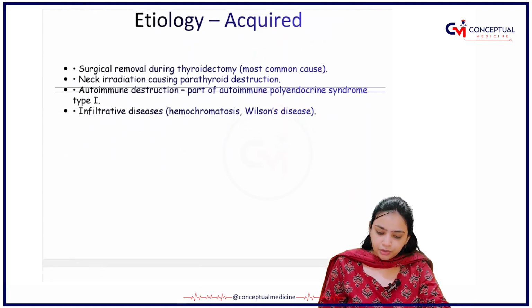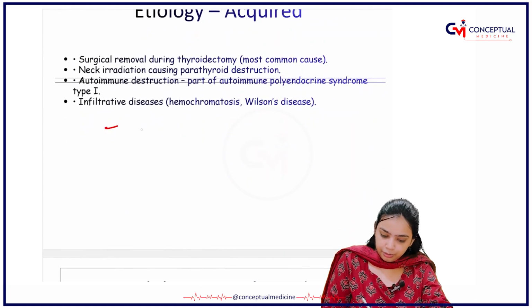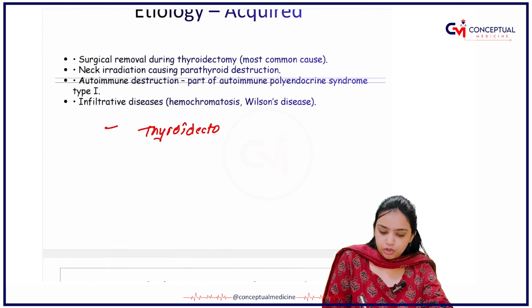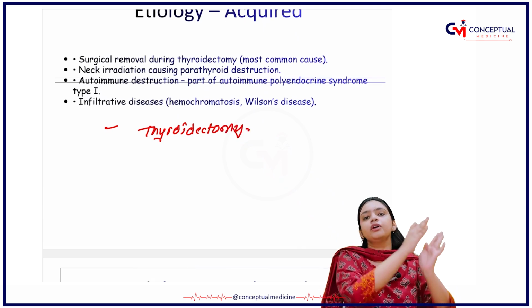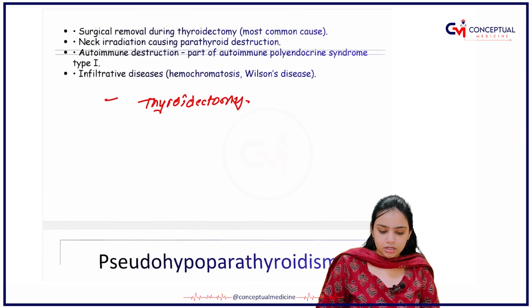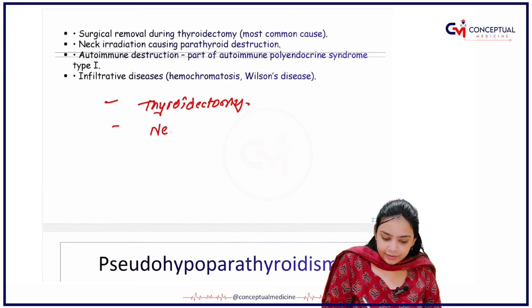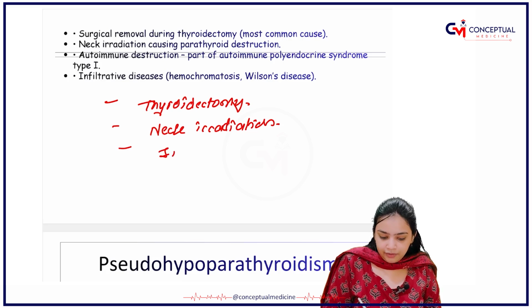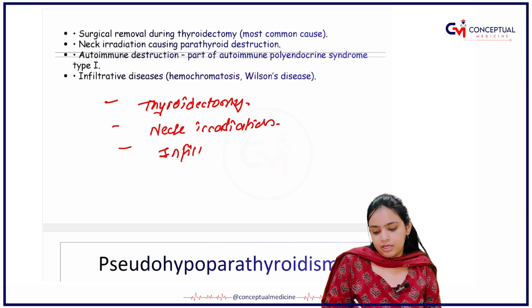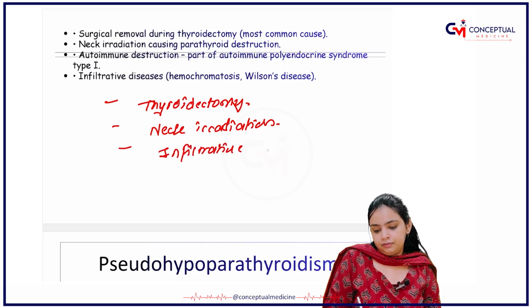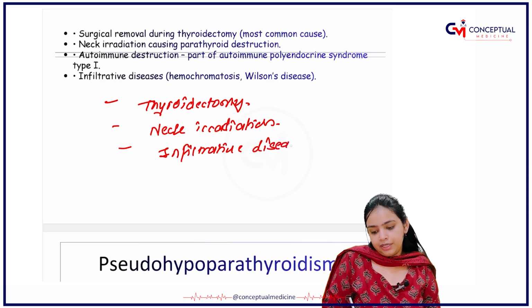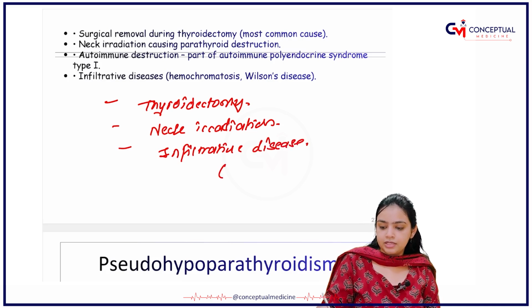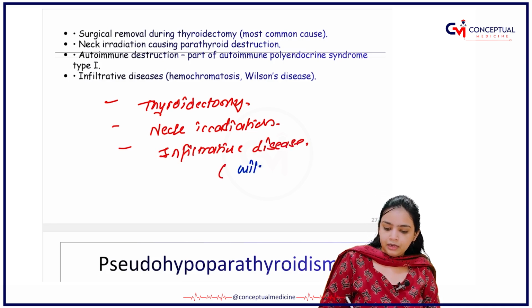What is the etiology of your acquired one? There is surgical removal during thyroidectomy, which is the most common cause. So the most common cause of your acquired one is surgeries. Then you have neck irradiation. Next you have infiltrative disease. What are the infiltrative diseases? Like your Wilson's disease.